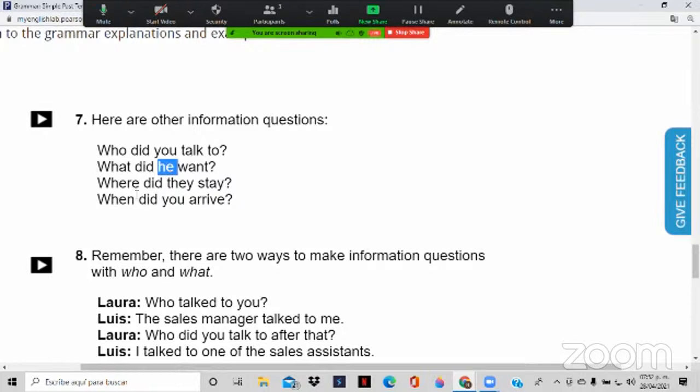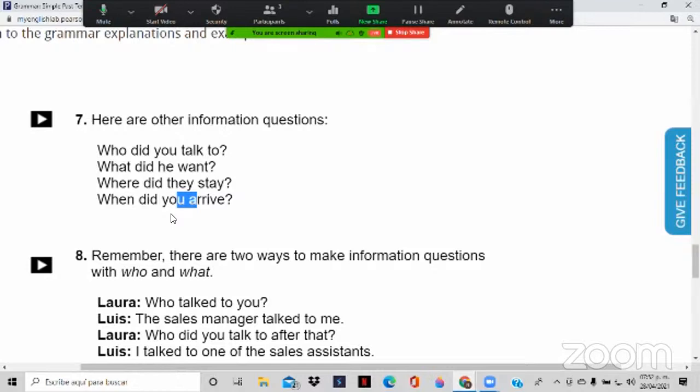What did he want? Where did they stay? When did you arrive? Y aquí hago hasta una liaison porque termino con vocales. When did you arrive? ¿Qué tal si lo pronuncio palabra por palabra? ¿Hay problema? No, no hay ningún problema.